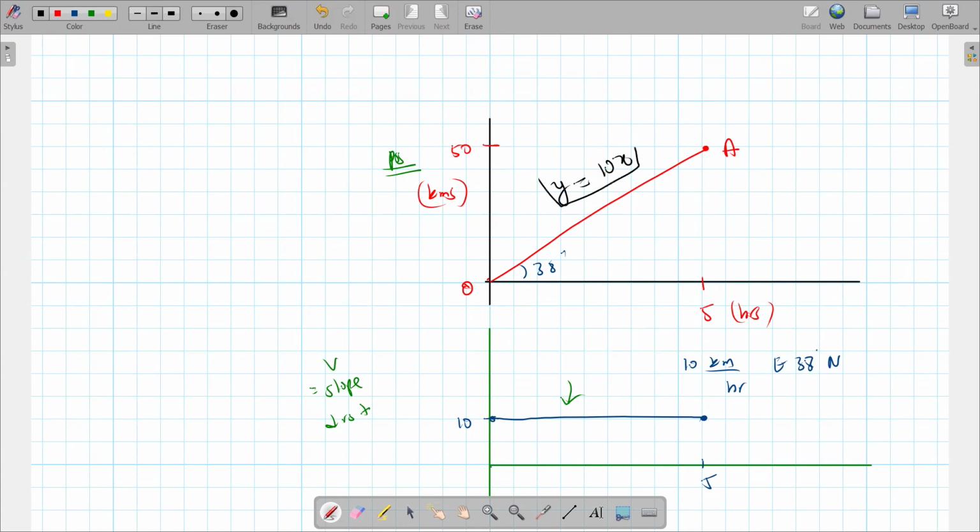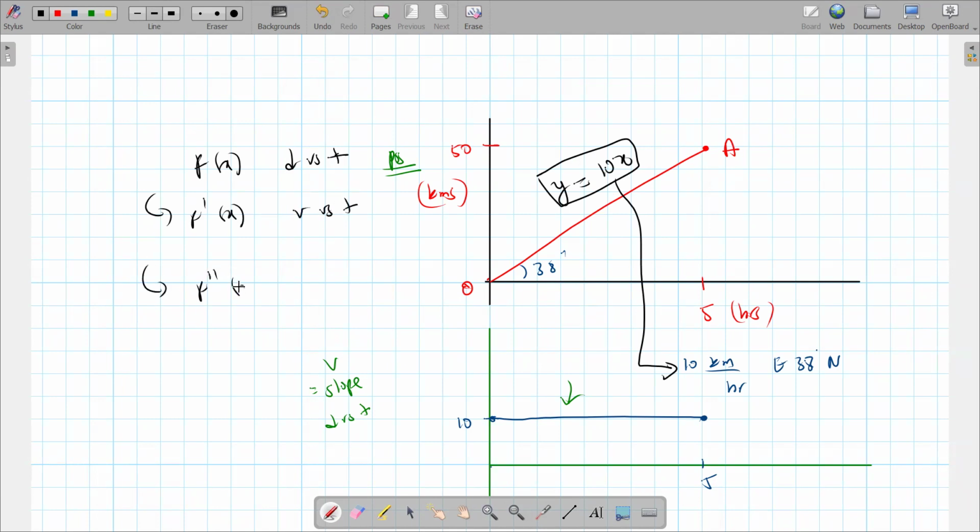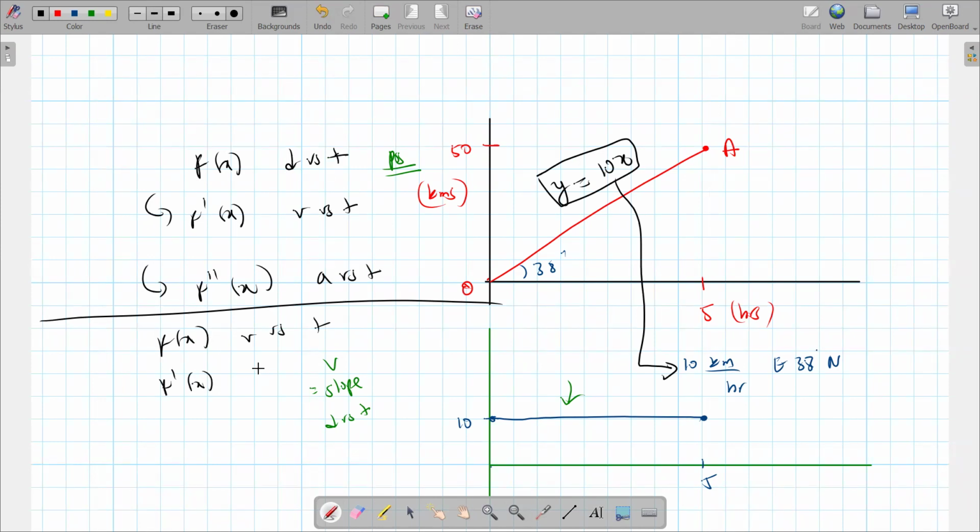This is y equals 10x. The straight line has an equation of y equals 10x, the slope of which is 10, right? The derivative. So this is where it comes into play. If you have f of x as your distance versus time, then f prime of x will be velocity versus time, and f double prime of x, the second derivative from the distance function, is going to be acceleration versus time. If your f of x is velocity versus time, then if you take one derivative, if you go one level deeper, you have acceleration versus time.